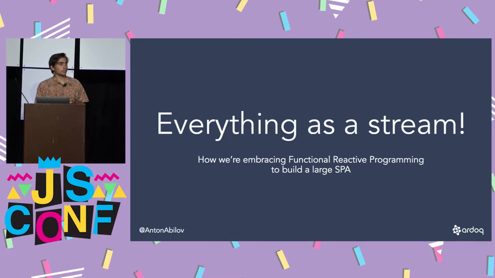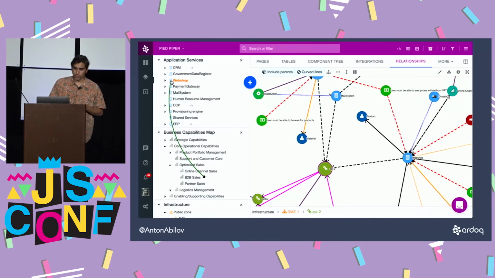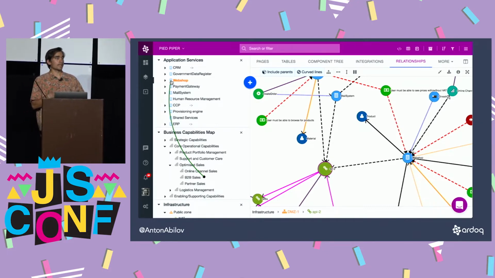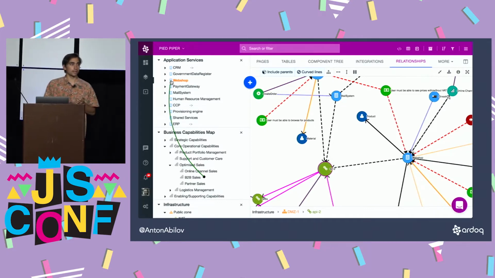So now we're going to talk a little bit more about streams and how we've embraced functional reactive programming to build a large single-page application at RDoc. At RDoc, we try to help businesses answer any question about how their organization is tied together. We do this by modeling them as a graph. So we map out their applications, business capabilities, their infrastructure, and then how it all ties together. It's a fairly client-side heavy app with dynamically generated visualizations, real-time collaboration, and also an interesting mix of technologies that we're going to go a bit into.